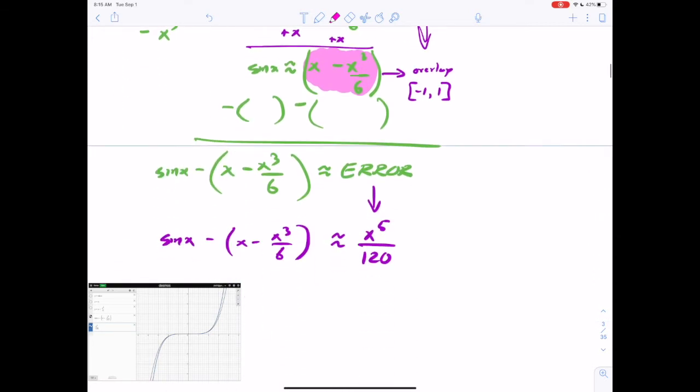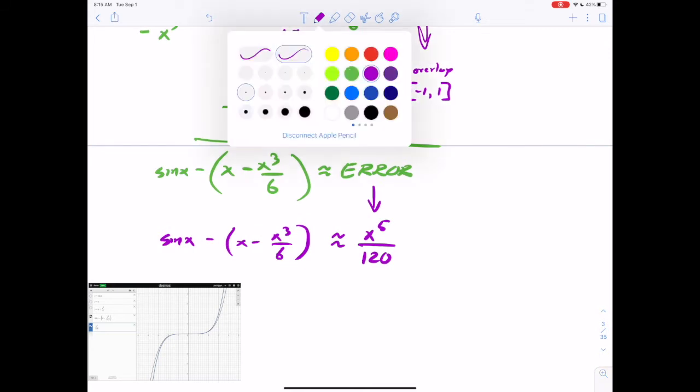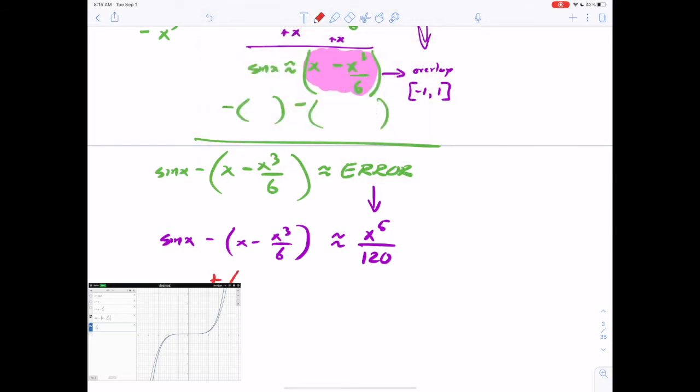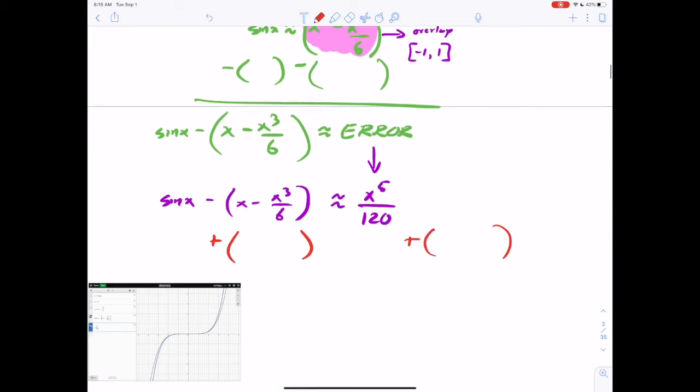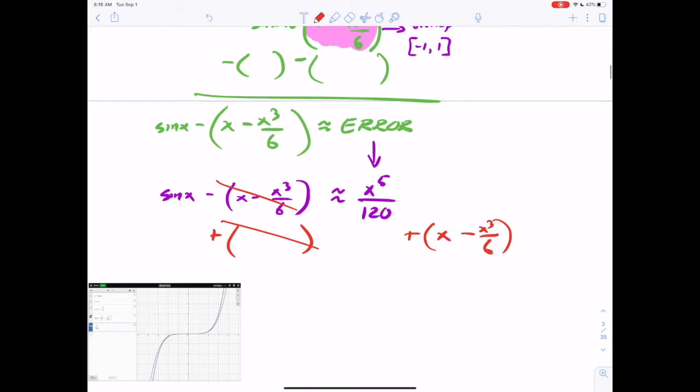Okay? So here's what I'm going to do. I'm going to go ahead and I'm going to bring this quantity back over here. Okay, so that'll cancel out. I'm going to bring over x minus x cubed over 6. So now what I have on the left side is sine x, and that is approximately equal to x minus the x cubed over the 6 plus x to the 5th over 120.